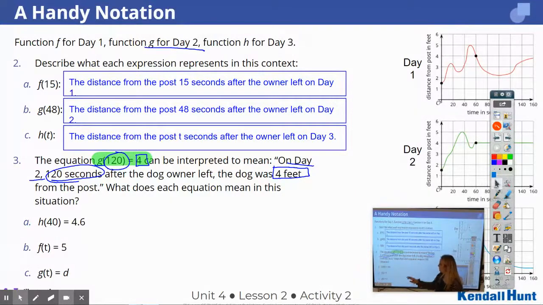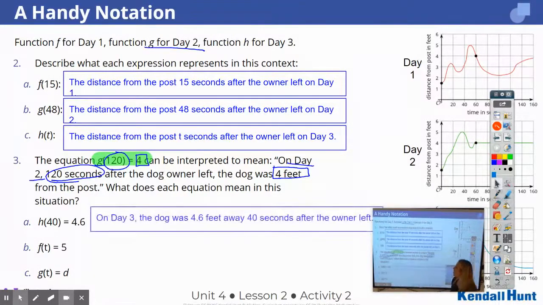So if we were given h of 40 equals 4.6, we would say, okay, h represents day 3. So on day 3, and 40 is the time, or the input, 40 seconds, and then 4.6 would be the feet the dog was from the post. So we would say on day 3, the dog was 4.6 feet away from the post, 40 seconds after the owner left.